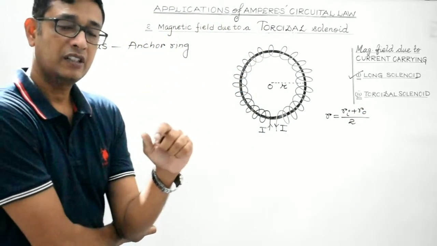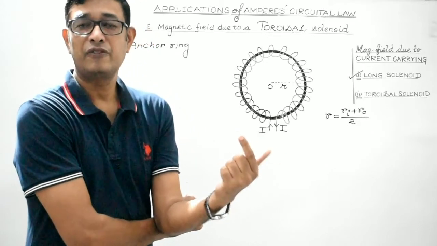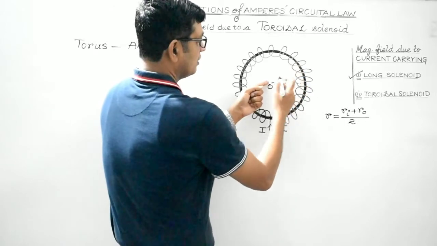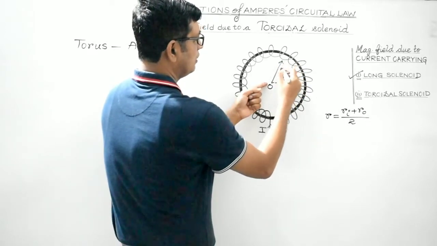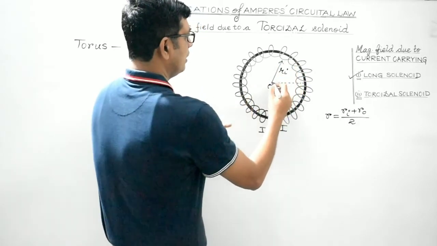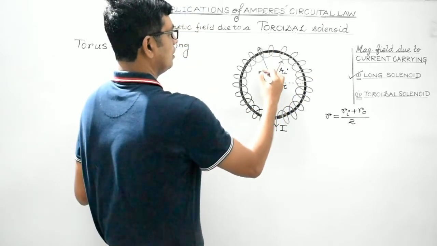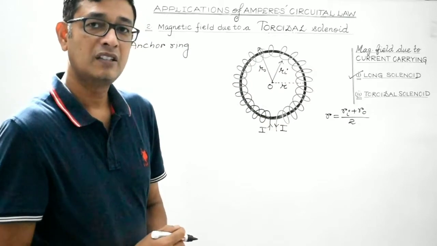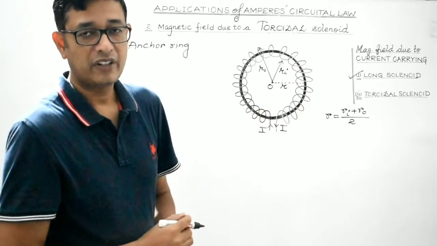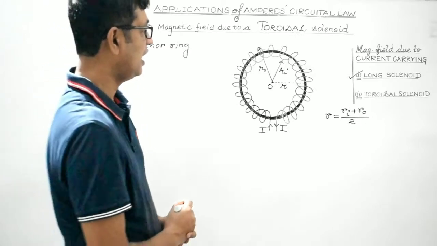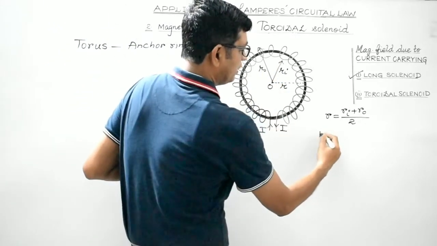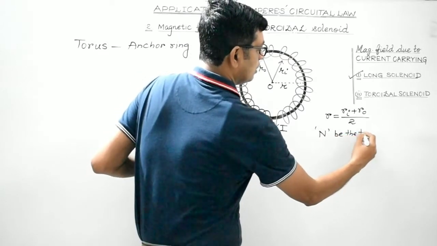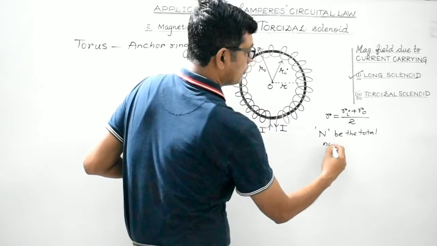So if in any numerical or article, Ri and Ro are given, Ri is the inner radius and Ro is the outer radius, then the mean radius would be given by Ri plus Ro divided by 2, right? And here, let's consider capital N to be the total number of turns.